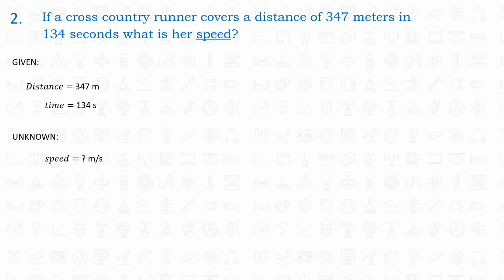So this is exactly like the first one. We're going to put our speed equation on there. Speed is equal to d over t, distance over time. We're going to plug those into our formula, 347 meters divided by 134 seconds. And we come up, rounded to the hundredths, at 2.59 meters per second. That's number 2.